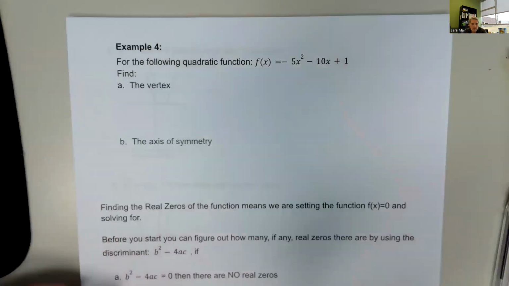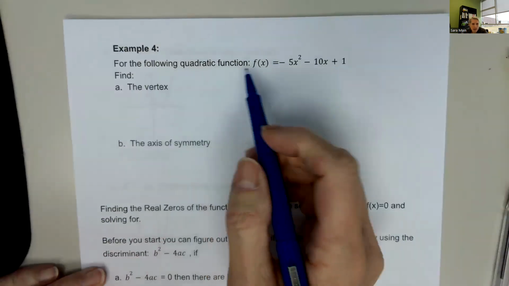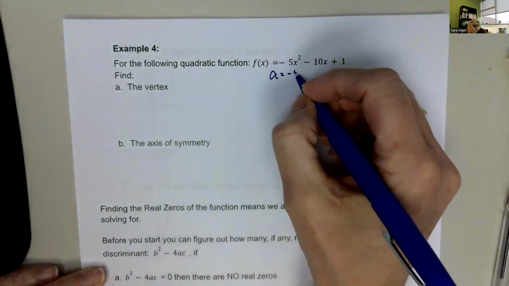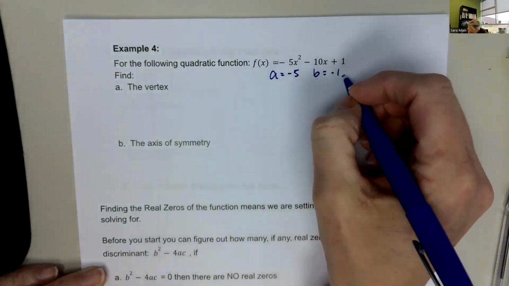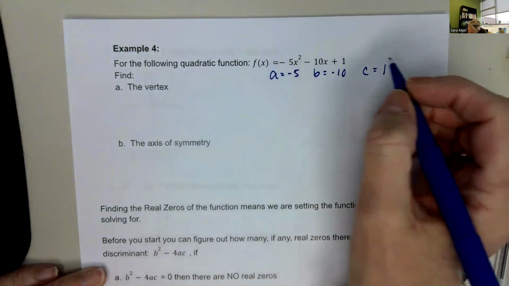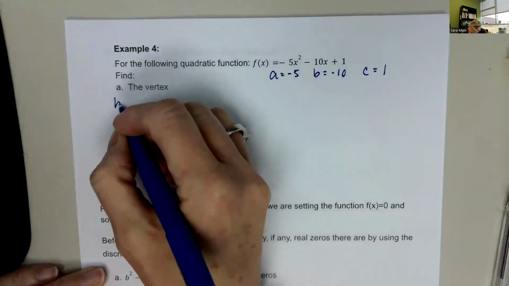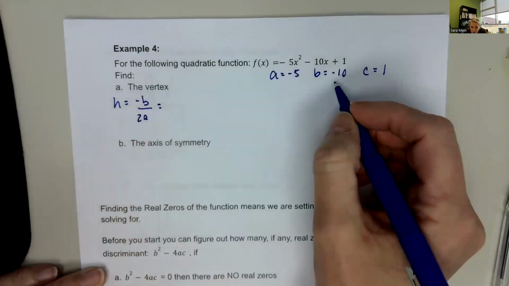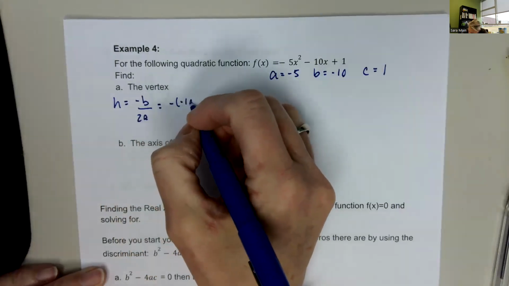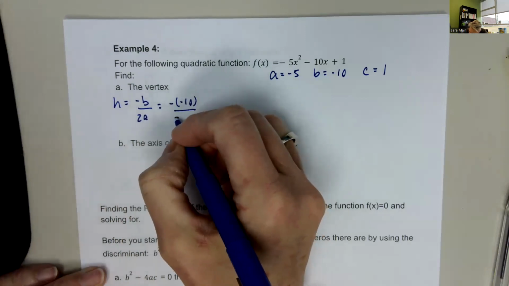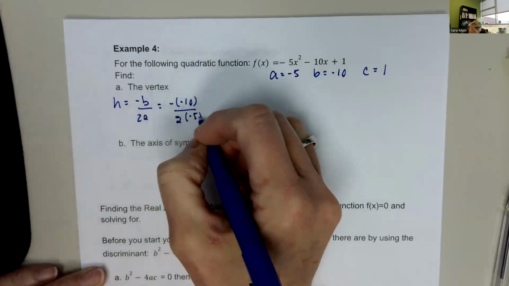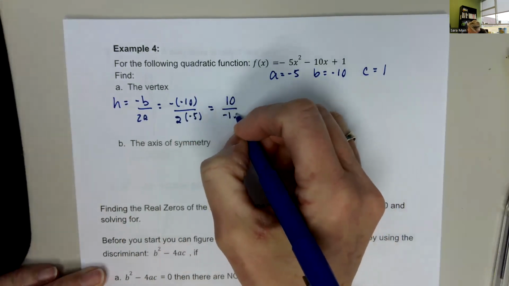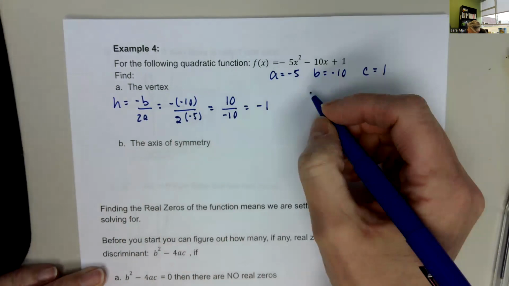So example 4 says, let's find the vertex. So a is equal to -5, b is -10, and c is equal to 1. So h of the vertex is equal to negative b over 2a. So the opposite of negative 10, over 2 times a, which is negative 5. So this will be positive 10 over negative 10, which is negative 1.